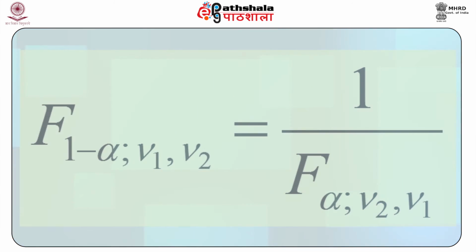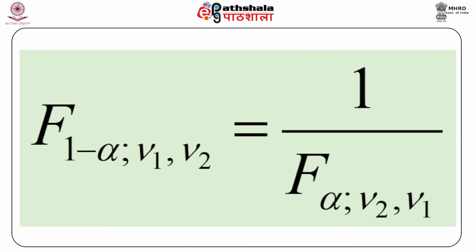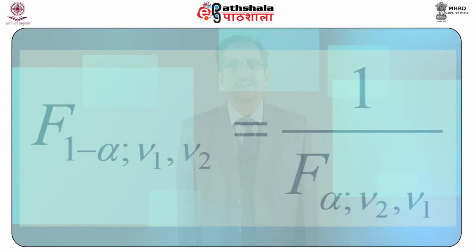The critical values of the F distribution are tabled only for upper tail areas for alpha values which are 0.10, 0.05, 0.01 and 0.001. However, we can use a property of the F distribution to derive the critical values in the lower tail areas. That property is that F(1 minus alpha; nu1, nu2) is equal to 1 upon F(alpha; nu2, nu1), where the denominator on the right hand side can be found in the tables for given alpha values. The numerator degrees of freedom are nu2 and denominator degrees of freedom are nu1 on the right hand side of this expression.